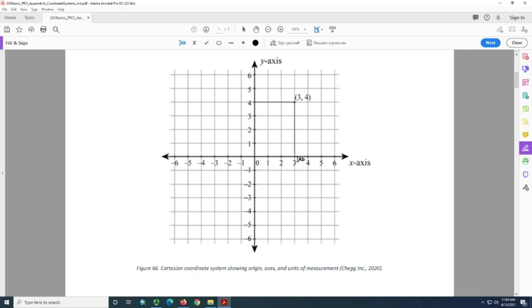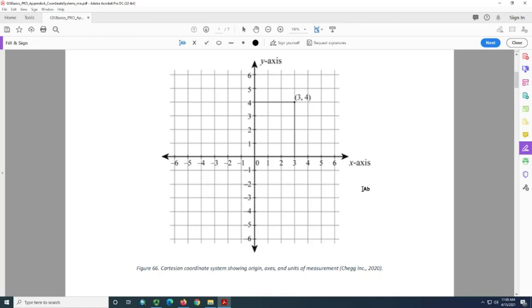So 1, 2, 3, 4, 5, 6 squares. And we can find ourselves anywhere in this space based on a defined set of coordinates that depend on these axes. Now see, 3, 4 is located right there. So we can place ourselves in space because we know where we're starting from and we've got axes, and units of measurement.